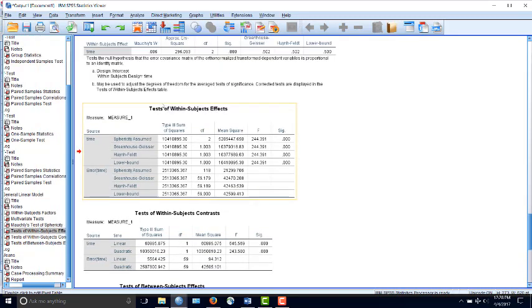So here I want to look at this within subjects test to begin, and we can see I'm just going to have you guys, for the purposes of this class, look at when sphericity is assumed.